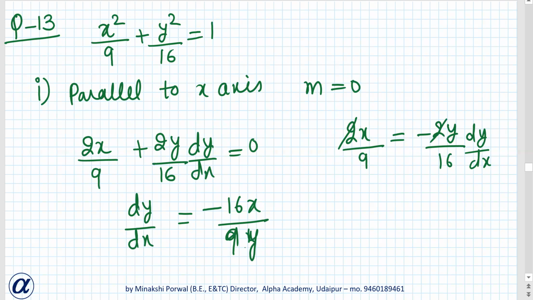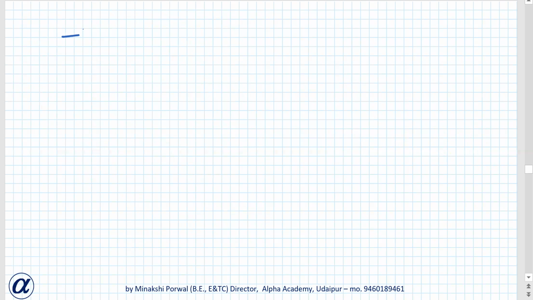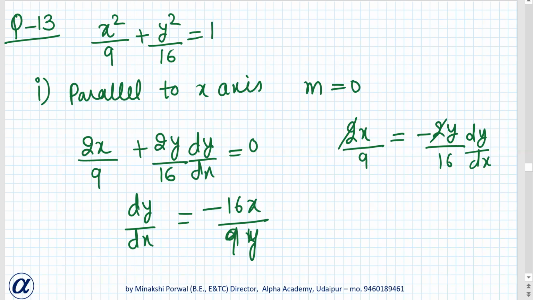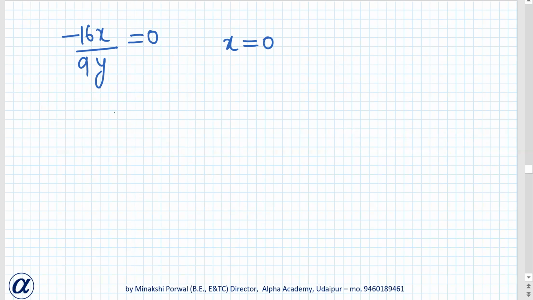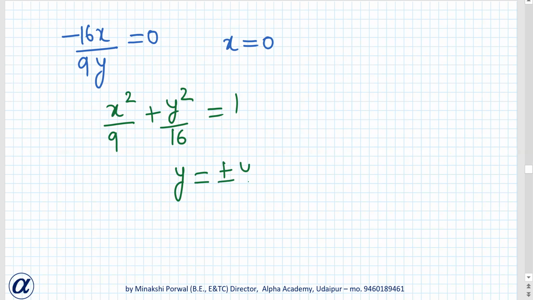Now when the slope is 0, we substitute this equal to 0. Minus of 16x upon 9y equals 0. So x is 0. And y we will find by substituting in this curve: x squared by 9 plus y squared by 16 equals 1. When x is 0, y is equal to plus or minus 4. So the points will be (0, 4) and (0, -4).